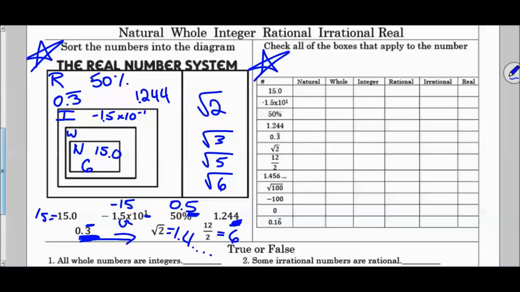All right, so when we go over to that chart, let's just do that first one. 15.0, like we said before, that's just 15. We said it was a natural number. If it's a natural number, if it's in this small box, that means it's also got to be in this box, in this box, and this box. It's got to be in the bigger boxes too. That's a whole number, an integer, a rational number, and again, like before, they are all real. I'm going to check that right away.